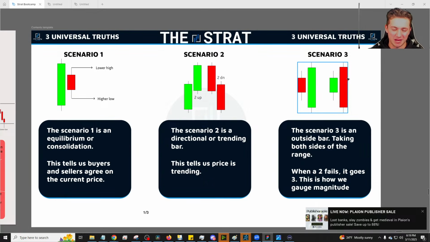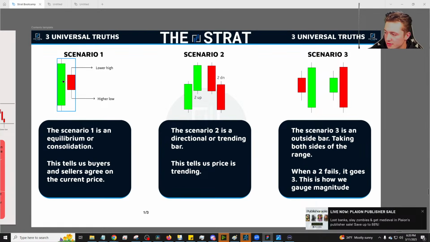So everyone likes to make a post and they're like, well, the stock might go up, it might go sideways, it might go down, but they're actually missing one, which is the funny part. So the three scenarios are this. The scenario one is an inside bar. So what we'll notice is this high and this low is within the previous bar's range.